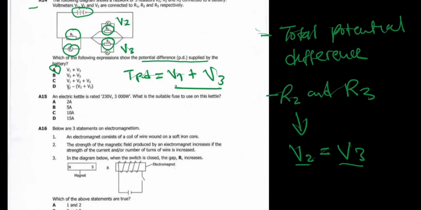And C is also not correct because it assumes that V1, V2, and V3 are all in series connection. Whereas in this case, we see that V2 and V3 are actually in parallel connection. So that can't be the answer. And D is also incorrect because it's trying to subtract V2 plus V3 from V1, which is not the case here. So make sure you understand that when you're dealing with resistors connected in parallel, then the potential difference is actually the same across all resistors. When you're dealing with resistors connected in series, then the potential difference is actually different.